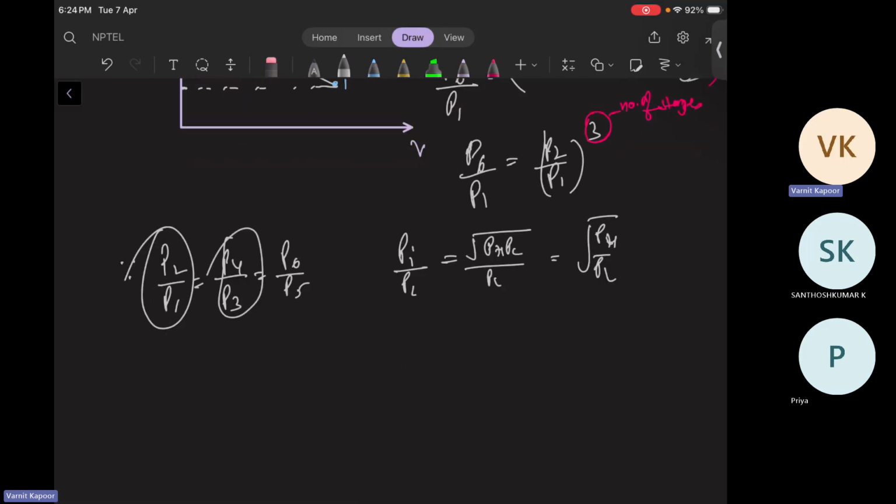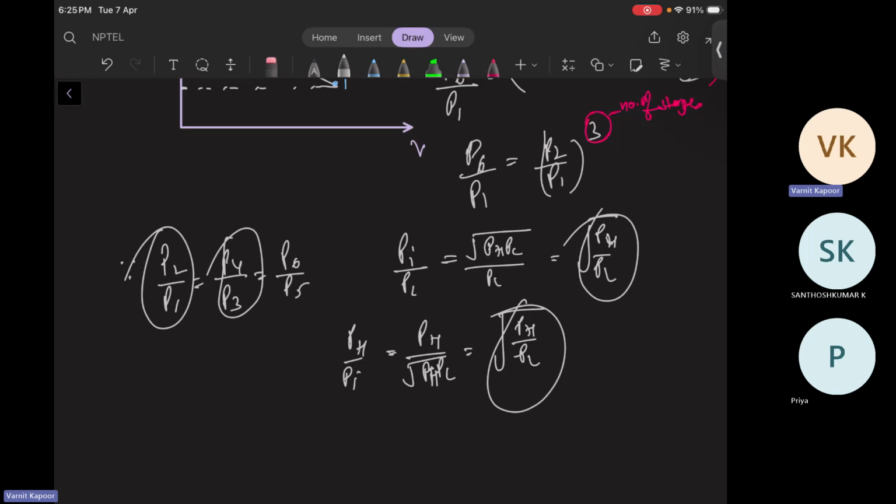Similarly, from 3 to 4, this can be written as P higher by P intermediate. Again, P higher by square root of P higher P lower. So this will be square root of P higher by P lower. So this and this again are coming out to be same. So just to prove it.